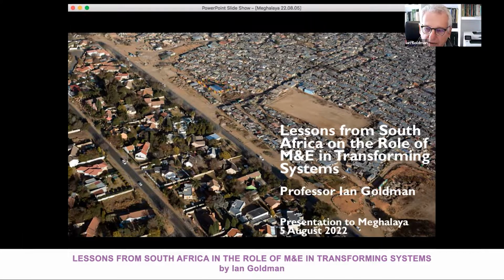And just to, my opening slide, you can see the issues in South Africa of inequality. And so we have both great skills, capacity, capital, and tremendous poverty and huge problems of inequality.